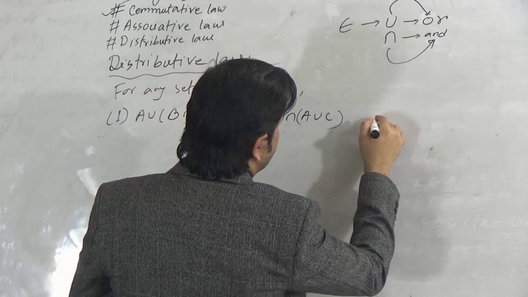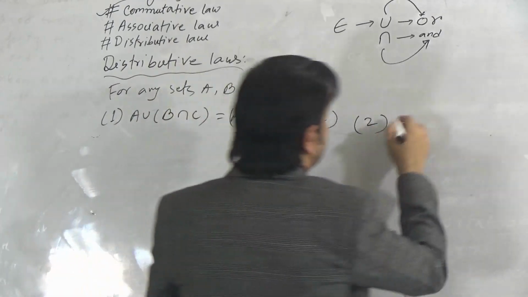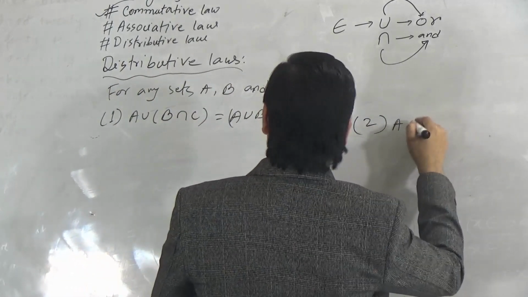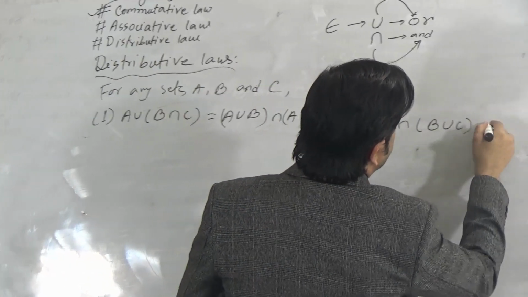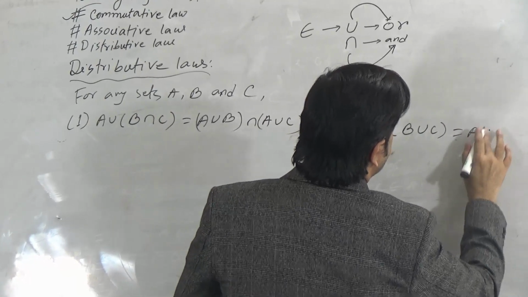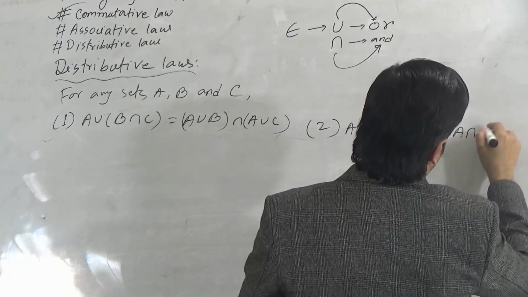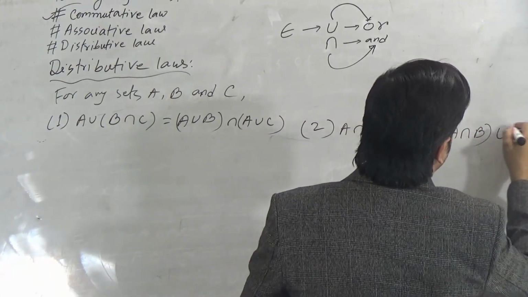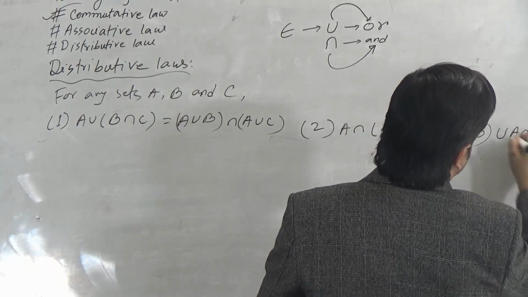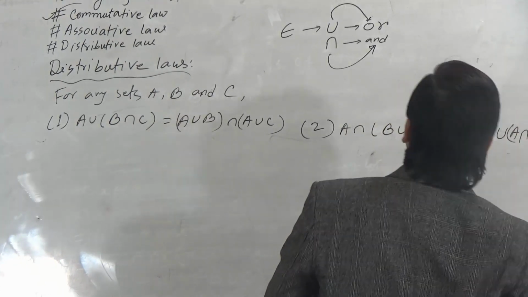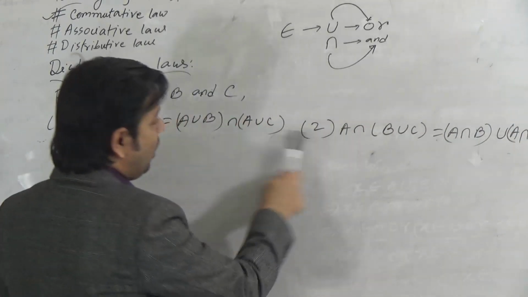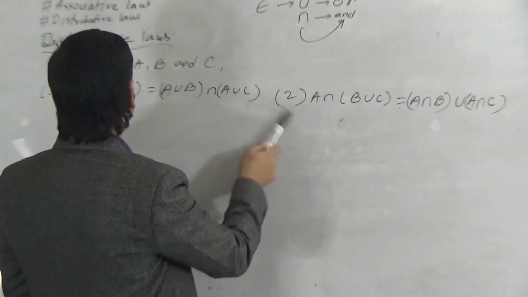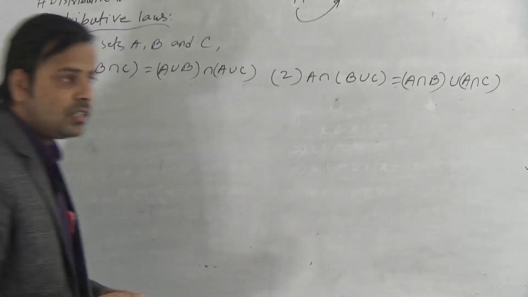And the second one we can write here: A intersection (B union C) is equal to (A intersection B) union (A intersection C). Okay, dear students, now these two laws are the distributive laws for sets.